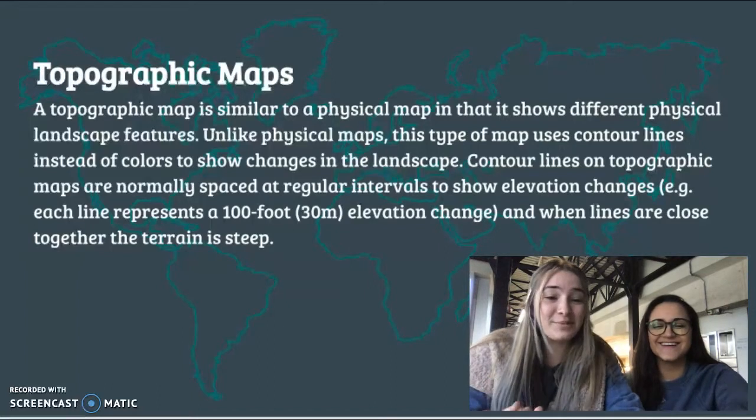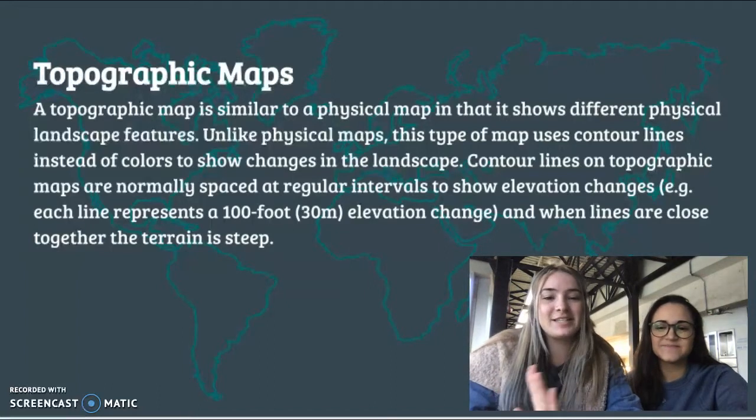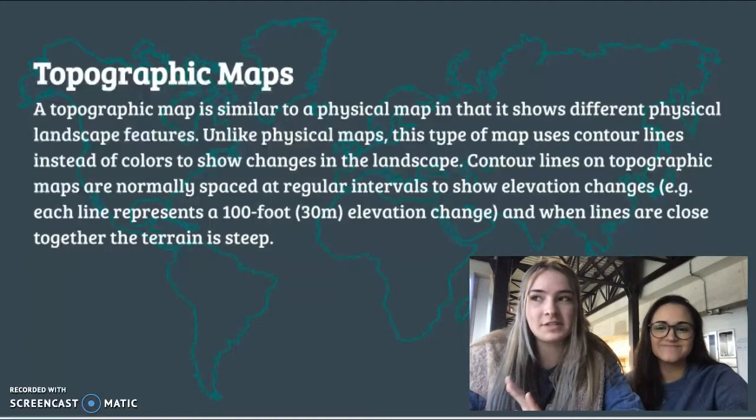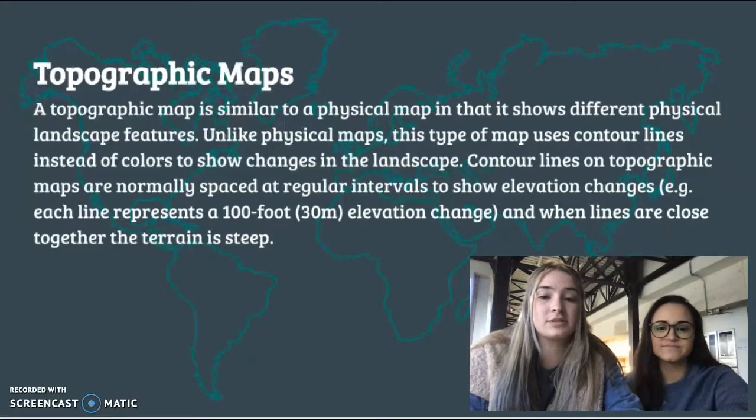Now we have topographic maps. They are similar to a physical map since they show different physical landscape features, but different in the sense that they use contour lines rather than different colors to show changes in landscape.